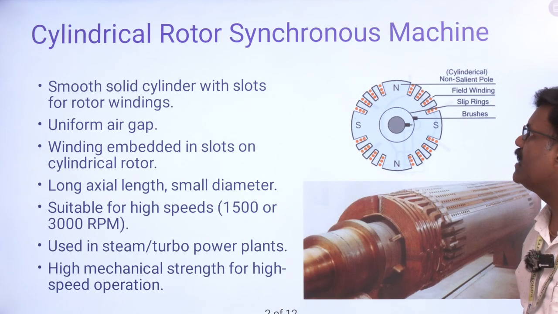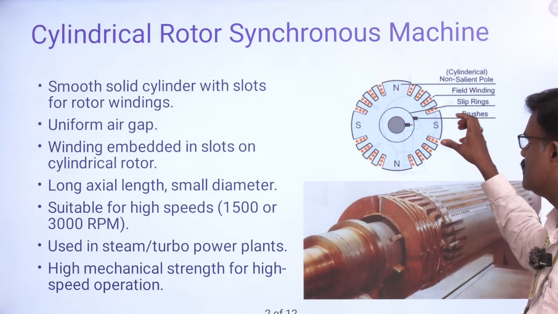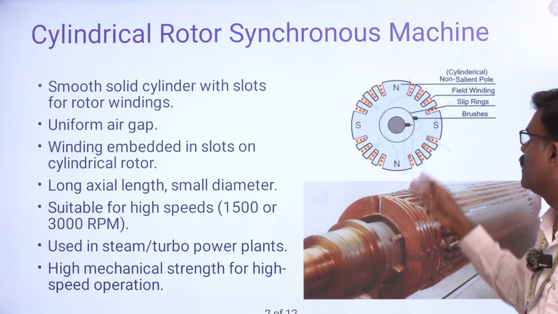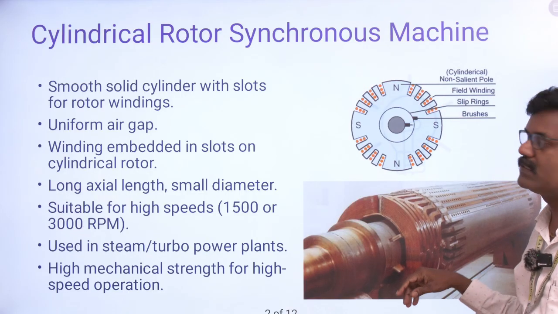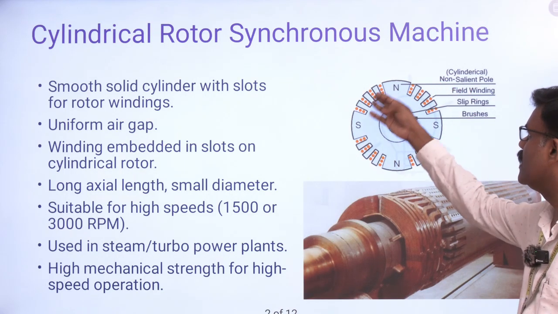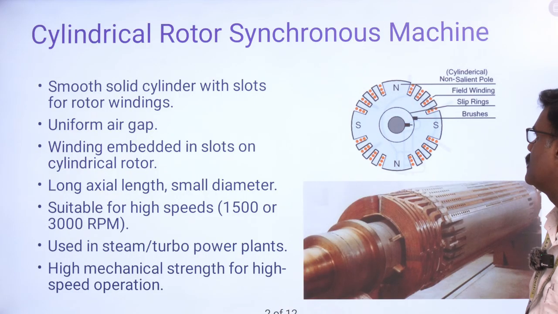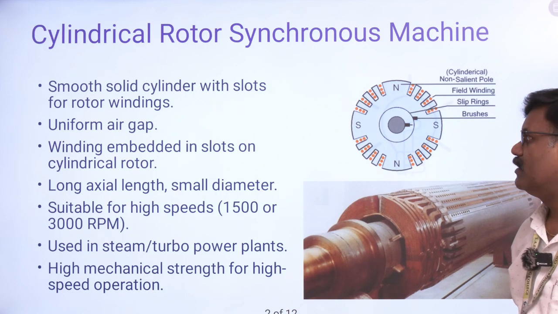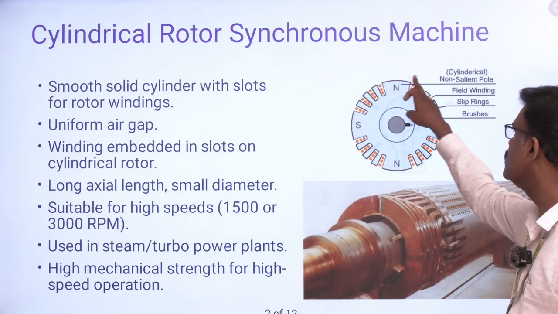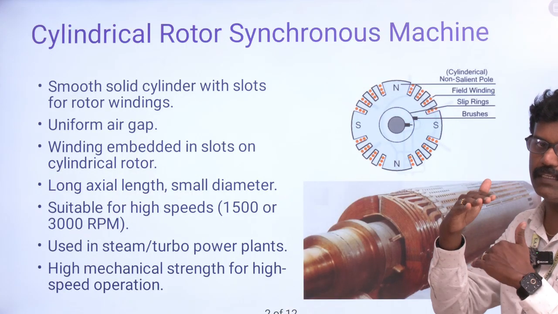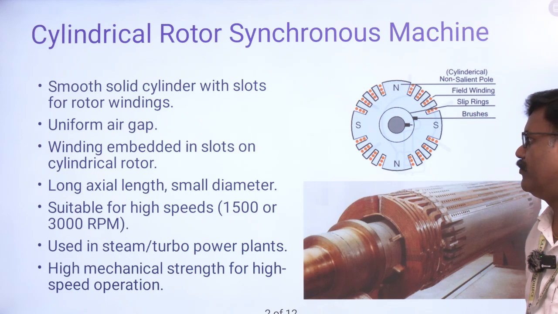Next type is the cylindrical rotor synchronous machine. Its rotor structure is made up of a single solid rotor and it has slots. The rotor winding is embedded in the solid slots. That winding is excited by an external DC supply. And due to this smooth cylindrical structure, the air gap between stator and rotor will be uniform.